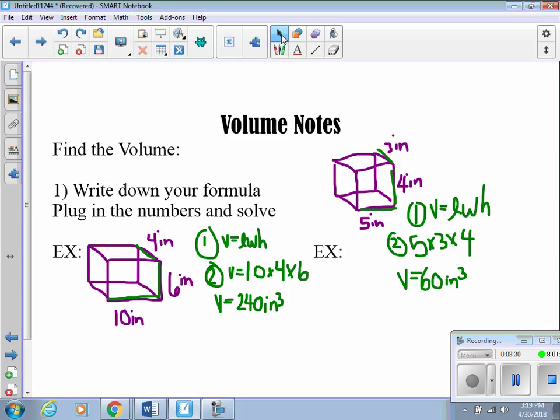One of the hardest things about this is just remembering that your units are always going to be cubed. Units in this unit are very, very important, and squaring them, cubing them, or leaving them just regular is going to be very important and very necessary within this unit.